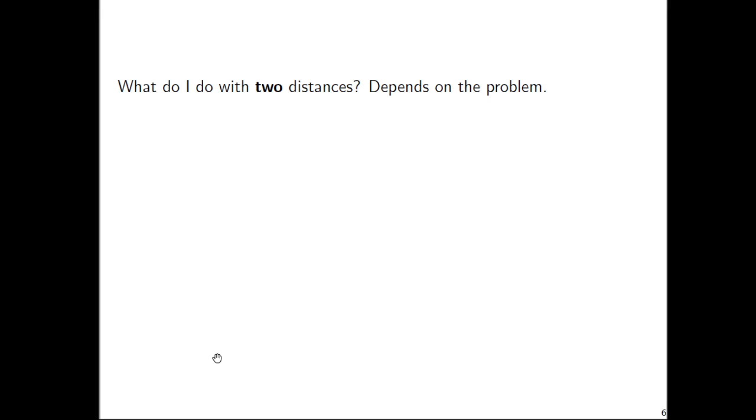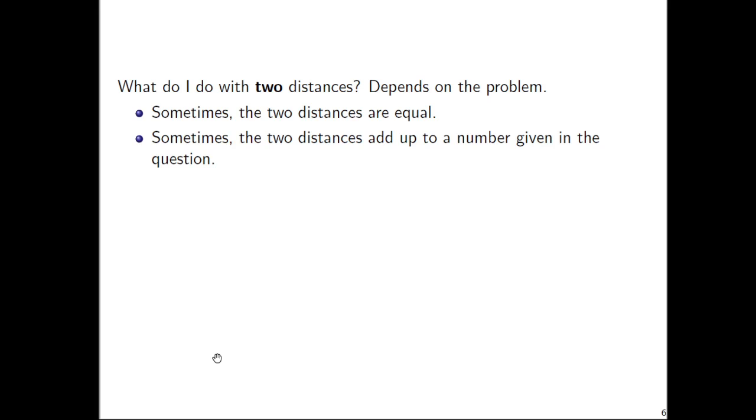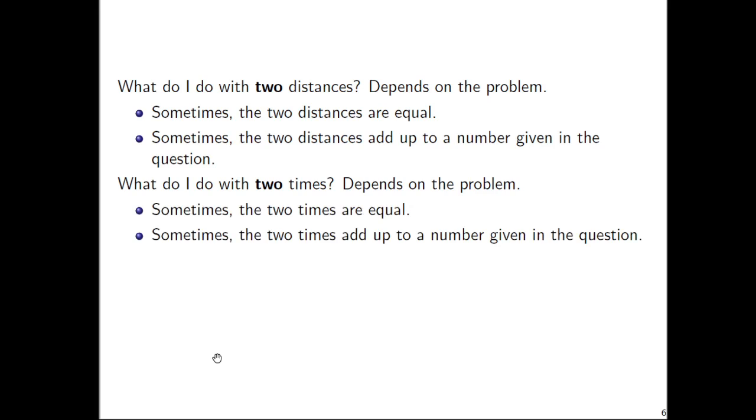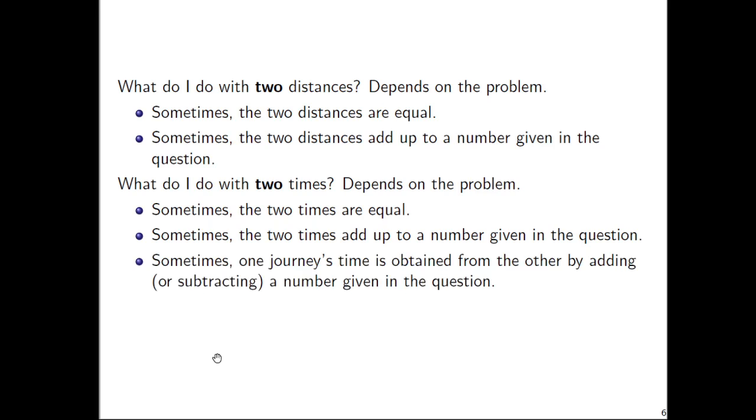So what do you do with the two distances? Well, that depends on the problem. So sometimes the two distances are equal. Sometimes the two distances add up to a number that's given in the question. What do you do with two times, right? So if there are two distances and two rates and two times, what do you do with the two times? That also depends on the problem. Sometimes the two times are equal. Sometimes the two times add up to a number given in the question. And on some occasion, sometimes one journey's time is obtained from the other by adding or maybe subtracting a number that is given in the question.